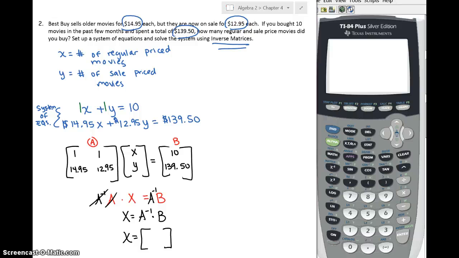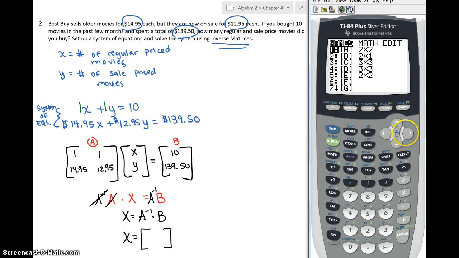All right, let's go to second matrix, and you've done this so many times, you might be going way ahead of me, and that is completely okay with me. We're going to edit matrix A, so it is a 2 by 2, and we have 1, enter, 1, enter, 1495.95, enter, and 1295. All right, and that should be good for matrix A. I like to double check.